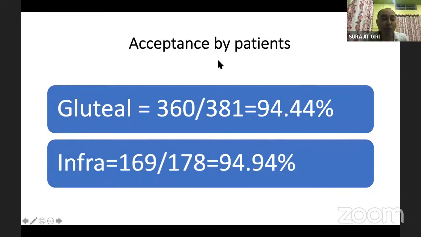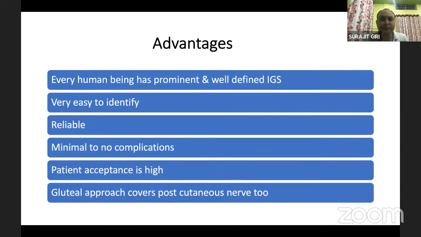Postoperatively, the patient comfort was reviewed, and we found that greater than 90%, around 95% of people said it was a very comfortable block. I did not find any discomfort. And mind you, we are not sedating this group of patients. We just infiltrate the injecting area, and we keep the patient awake in all our procedures.